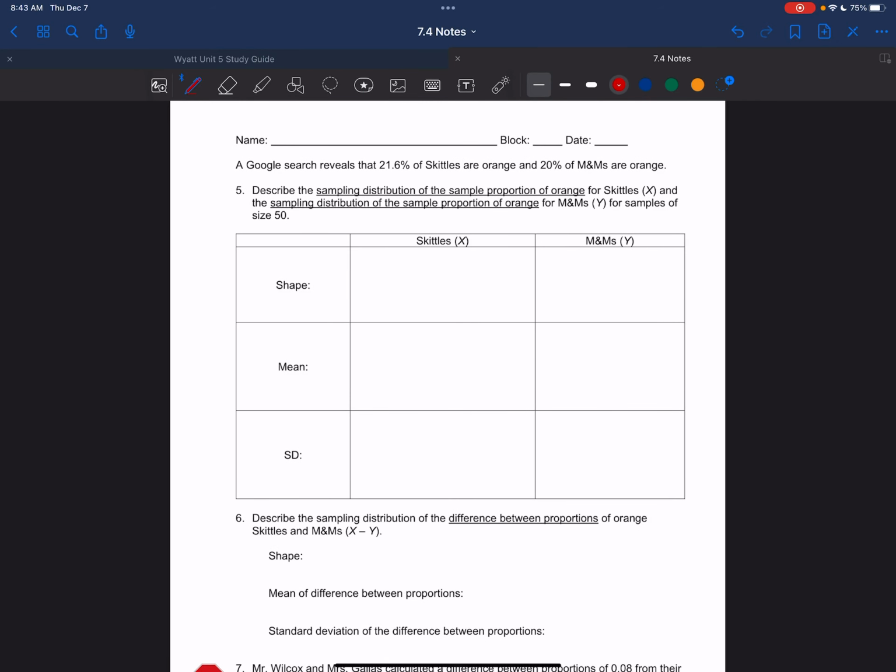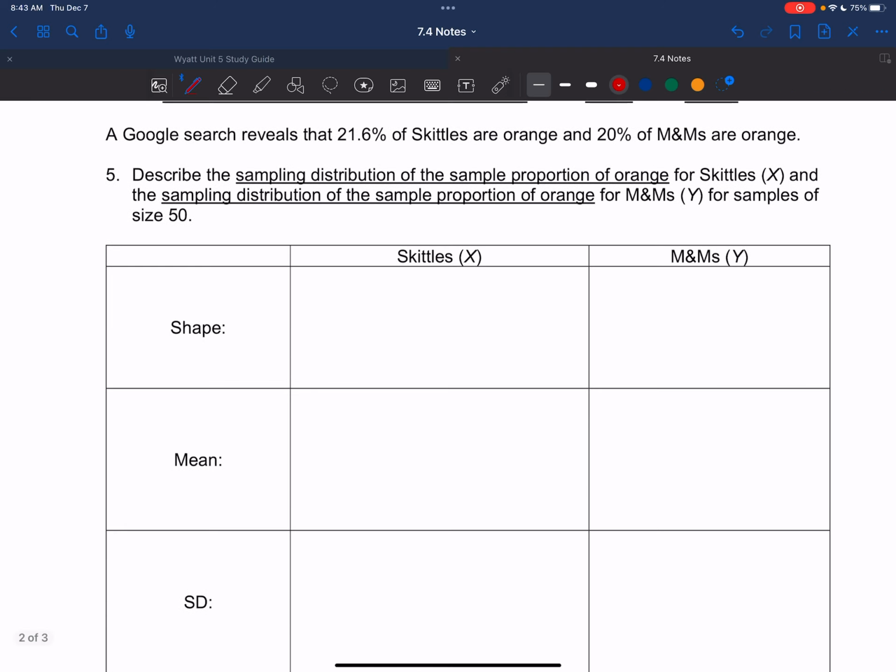Now it says a Google search reveals that 21.6% of Skittles are orange and 20% of M&Ms are orange. So number 5 says, describe the sampling distribution of the sample proportion of orange for Skittles, and we're going to call that X, and the sampling distribution of the sample proportion of orange for M&Ms, and we're going to label that Y, for samples of size 50.